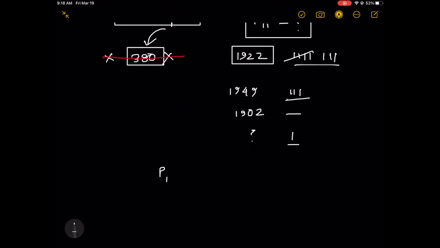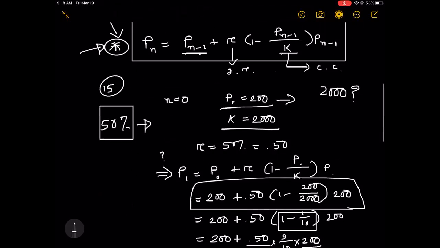So P11 will be, first of all, what should be the formula? What should I have here for P11? That's the first thing you need to know. You should have P10 plus 0.5, and then in parentheses 1 minus P10 over 2000, and then that times P10 again. Very good. Again, I'm just using the same formula, right? The formula here. There you go.